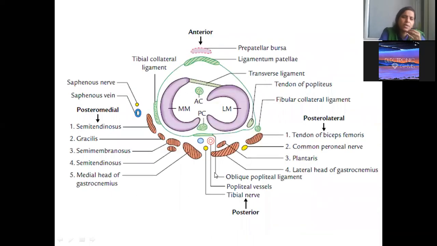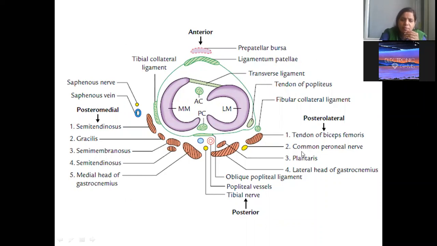Now see, this picture will help us understand the relations. I hope the ligaments are clear. Ligaments are very, very important. Let us summarize just the names. We have seen the fibrous capsule, ligamentum patellae, tibial collateral ligament, fibular collateral ligament, oblique popliteal ligament, arcuate popliteal ligament. Then anterior cruciate, posterior cruciate, medial meniscus, lateral meniscus, and transverse ligament. These are the various ligaments you have to know.